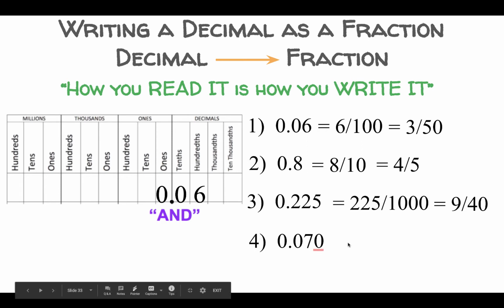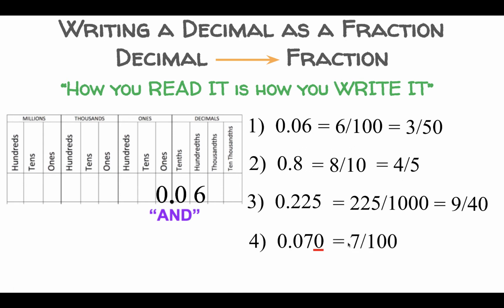Thinking about that annex zero there, I would write it as 7 hundredths. You could write it as 70 thousandths, but you're dealing with higher numbers there. Sometimes it's easier to deal with lower numbers. So can I simplify 7 hundredths? Nope, it is in its simplest form.